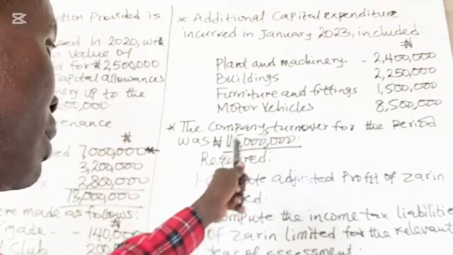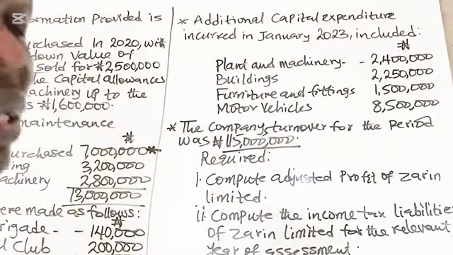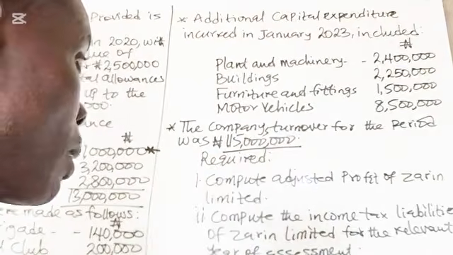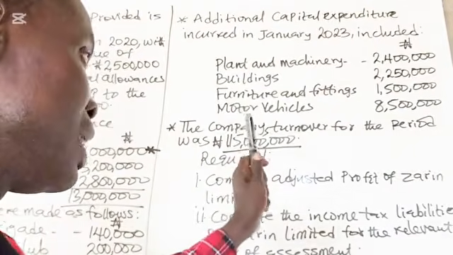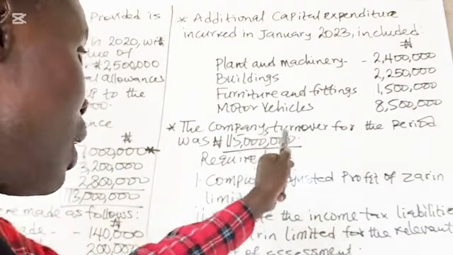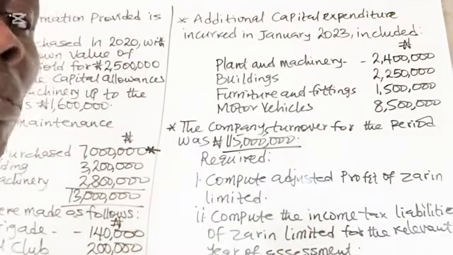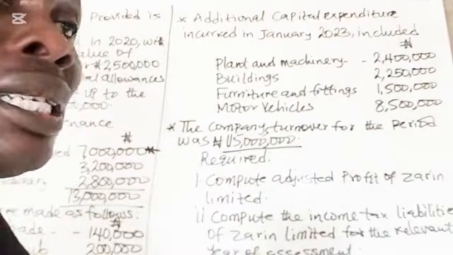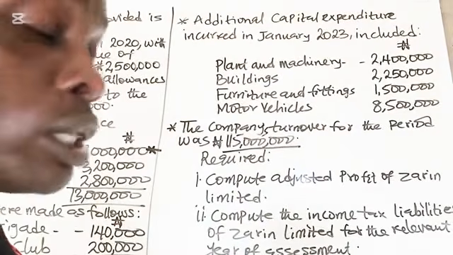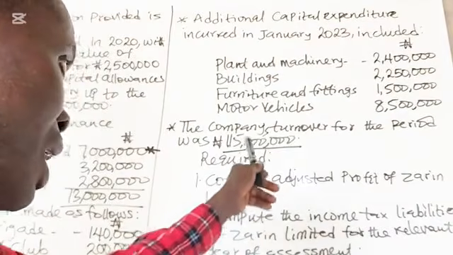So this 150 million is above 100 million. So that shows that this company is a large company. So the rate of tax to use for this company will be 30%. That is the essence of the turnover you are given here in order to know the size of company, because the size of company determines the rate to use in computing the tax liability.